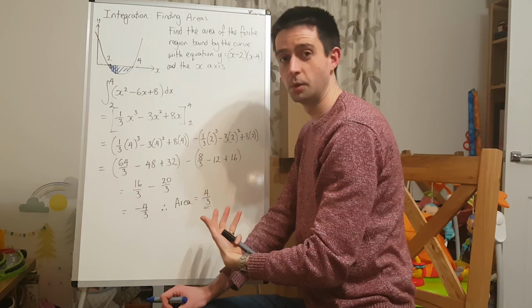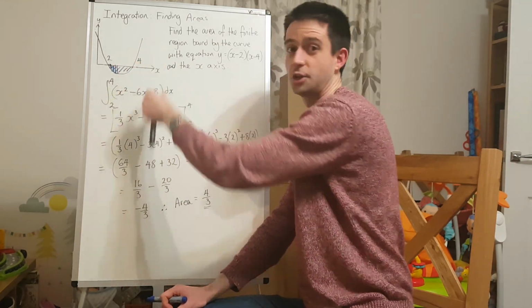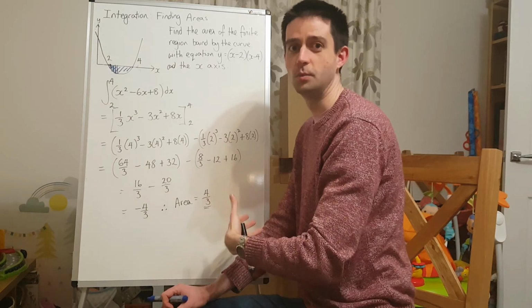In the next example, we'll look at how to deal with when you have two different sections, one above the axis, one below the axis.